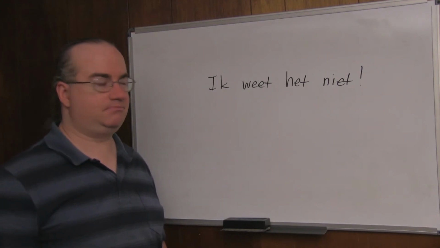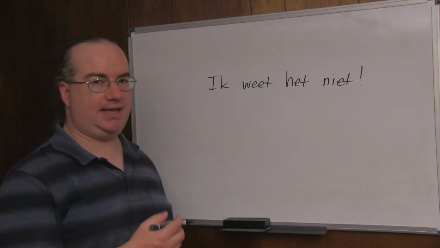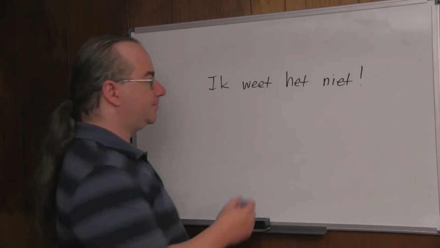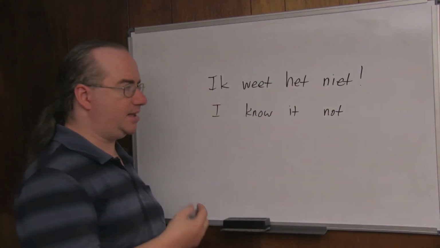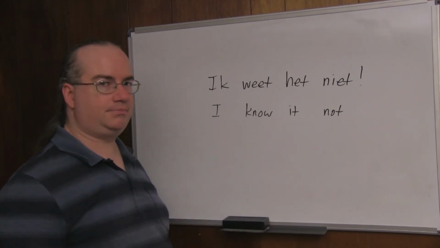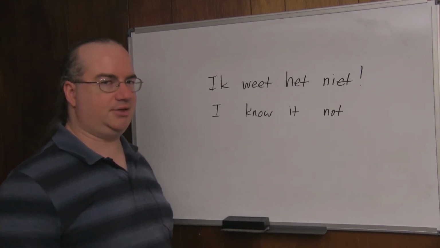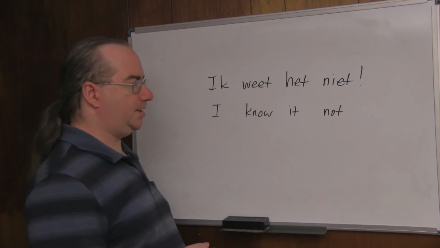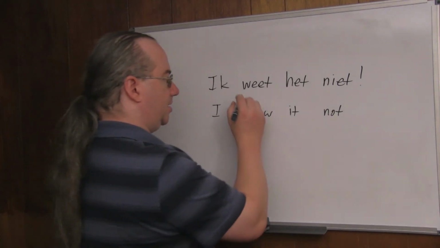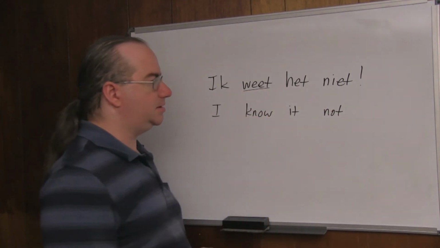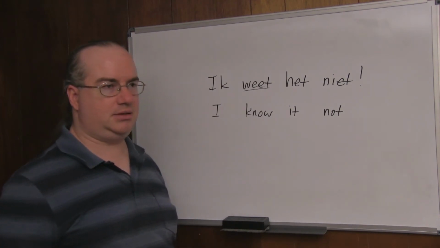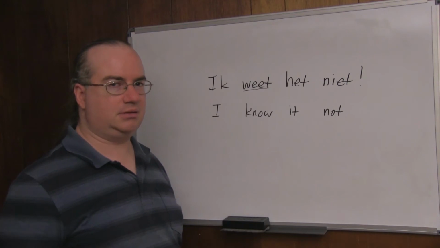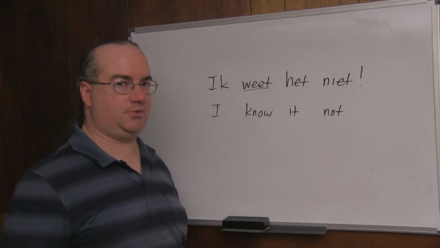I don't know. Ik weet het niet. Literally, this means I know it not. But this is how you say I don't know in Dutch. Now, weet is only used for this kind of sentence. If you're saying I know that person, then you'll use a different verb, which we'll cover later.